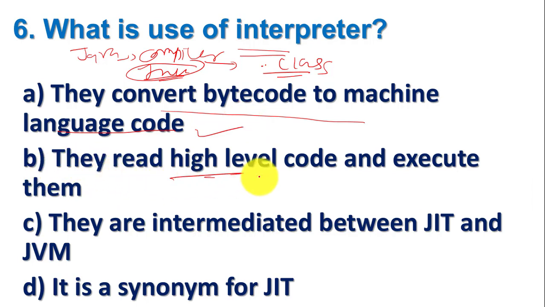B, high level code, not possible. Your interpreter cannot read high level code. C, they are intermediated between. This is also a wrong answer. Synonym for JIT, just in time compiler. This is also wrong. Okay, so A is the right answer here.